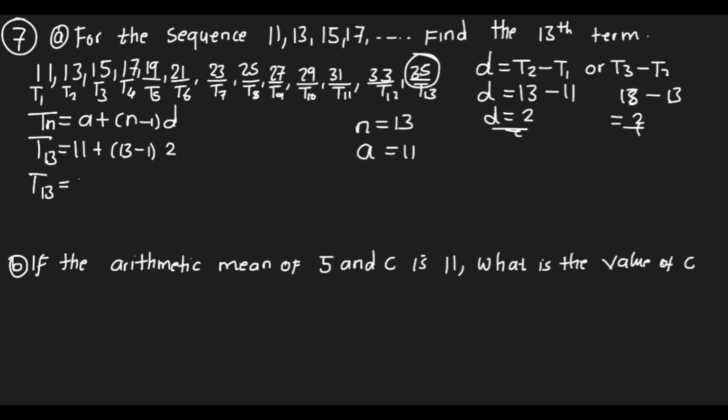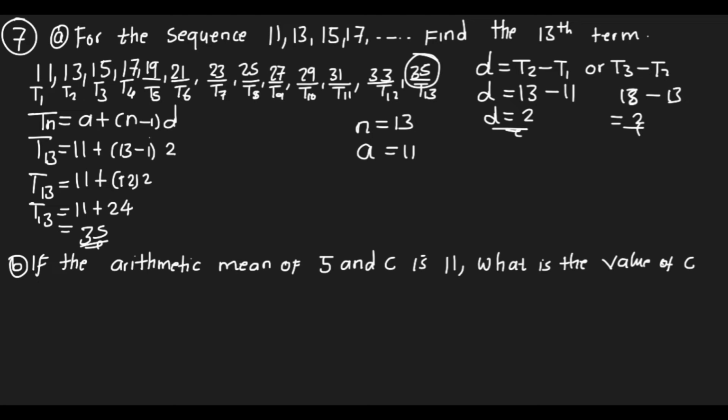So this is equal to 11 plus 13 minus 1 is 12 times 2. So T13 is equal to 11 plus 12 times 2 is 24. If you add 24 and 11, it will give you 35. So you can find the answer by using the formula or by just adding the common difference until you find the position of the number that you are looking for. Now let's move on to question B.